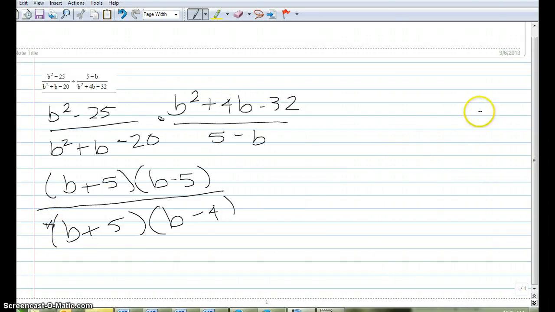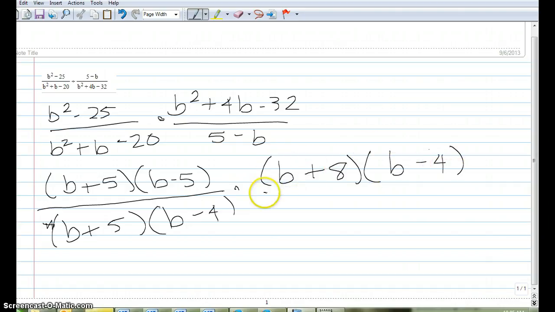Okay, times, now we need two numbers that multiply to get negative 32 and add to get positive 4. So that's going to be a positive 8, so b plus 8 and b minus 4.